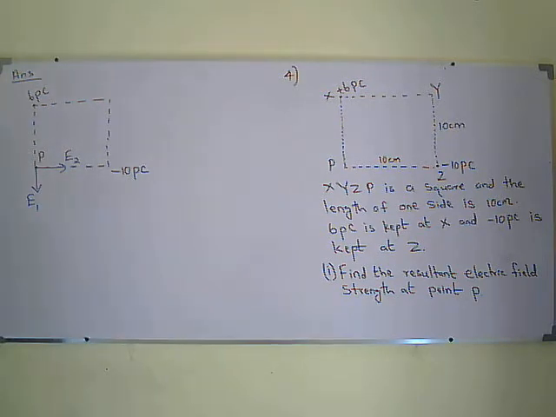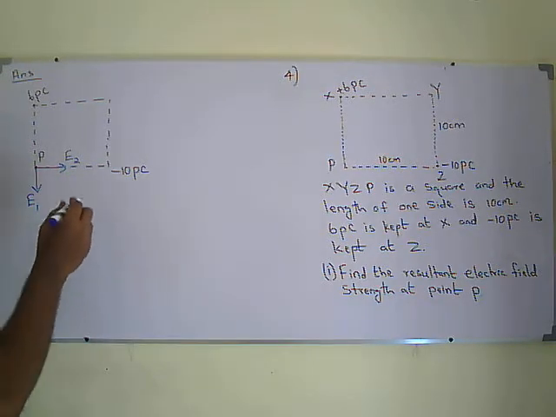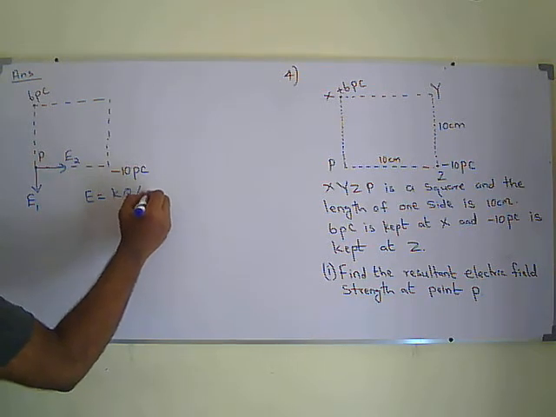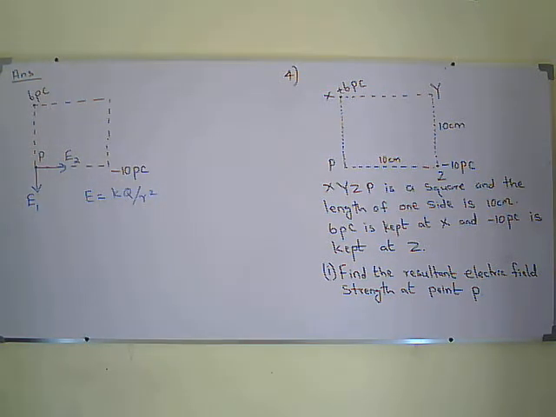So now I'm going to find E1 and E2 separately by using E equal KQ over R squared. You know the equation we learned yesterday, E equal KQ over R squared. By using this, I'm going to find E1 and E2 separately. And these two vectors are at right angle to each other, and we know the resultant vector.